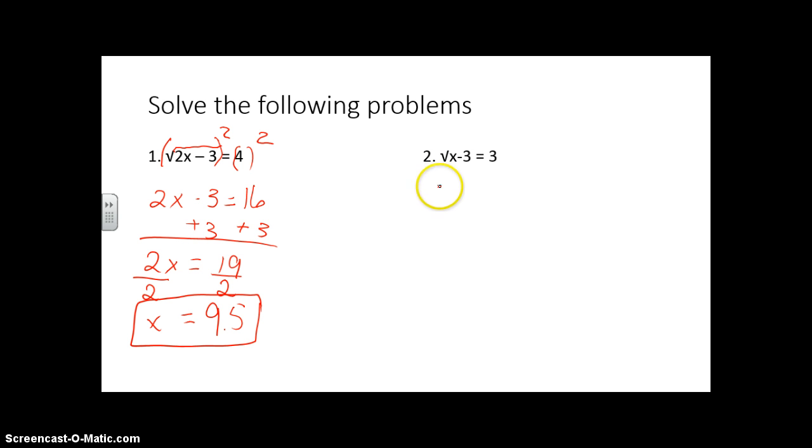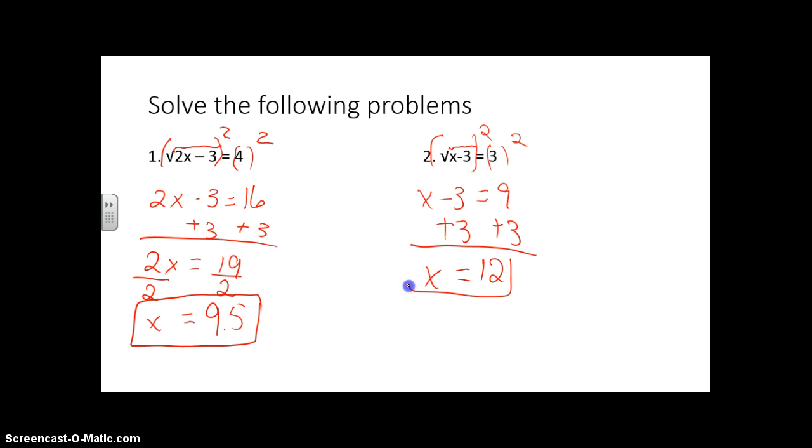Let's look at number 2. We have the square root of x minus 3, which is equal to 3. We want to solve for x, so we want to get rid of this radical sign, the square root sign. To do that, we need to square the left side, but we also have to square the right side. The square root of x minus 3 squared is going to be x minus 3, which is equal to 3 squared, which is 9. Again, we're solving for x, so we're going to add 3 to the left and add 3 to the right, so x is going to equal 12. And that is my final answer.